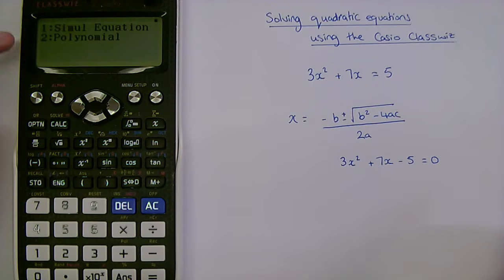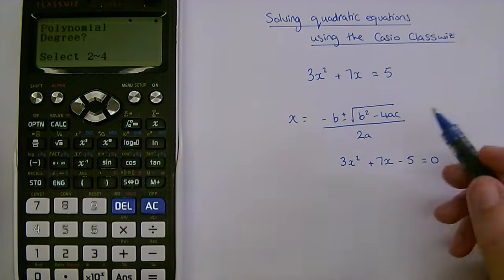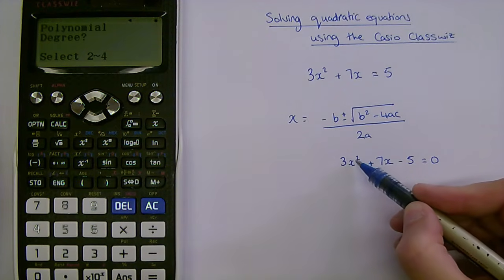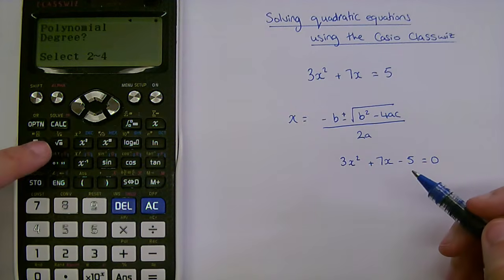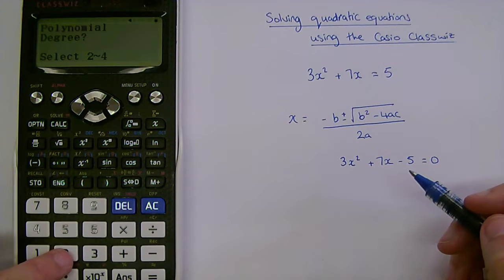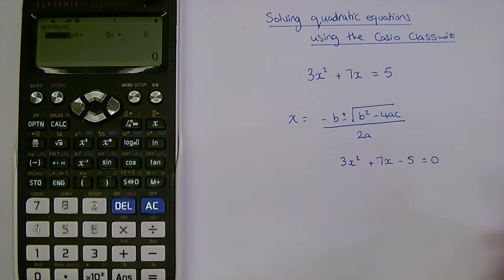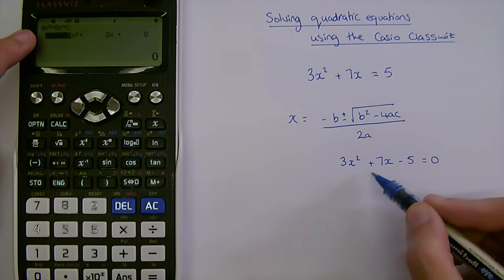Next job is to choose which type of equation we're going to solve. A quadratic is a type of polynomial, so we're going to choose option 2, and the degree is the highest power of the equation, which in the case of quadratics is 2. So I'm going to choose degree 2, and then we're into this screen where we've got ax squared plus bx plus c.